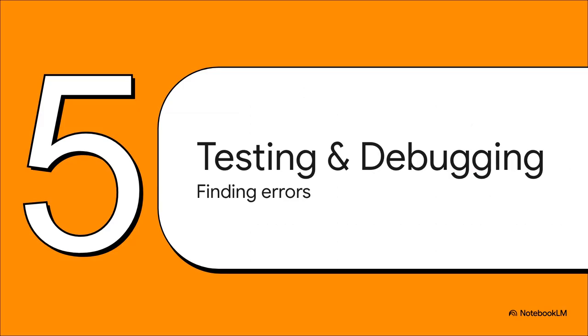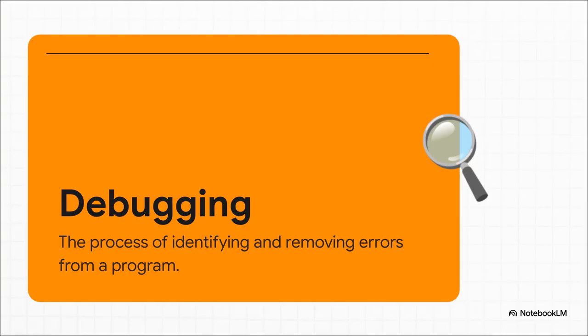Brilliant! And that brings us to our final section, testing and debugging. You guys are doing fantastic so far. Now, what happens when things don't go according to plan? Because let me tell you a secret. In coding, things always go wrong at first. And you know what? That is perfectly fine. Making mistakes is just a normal part of the process.